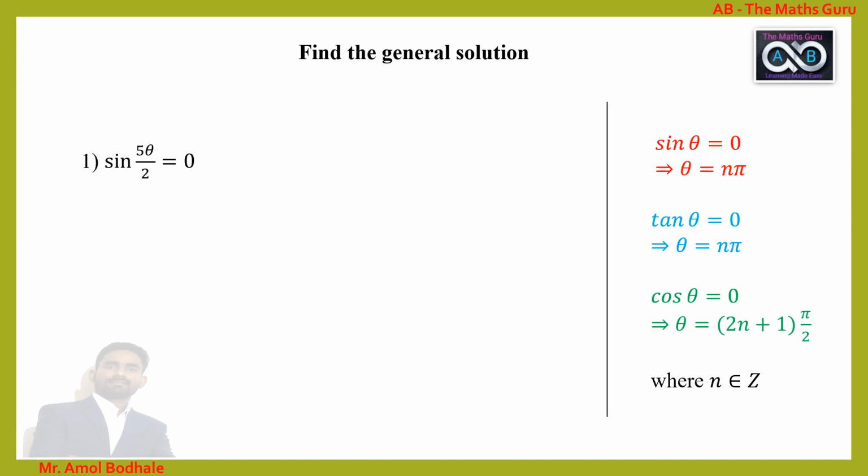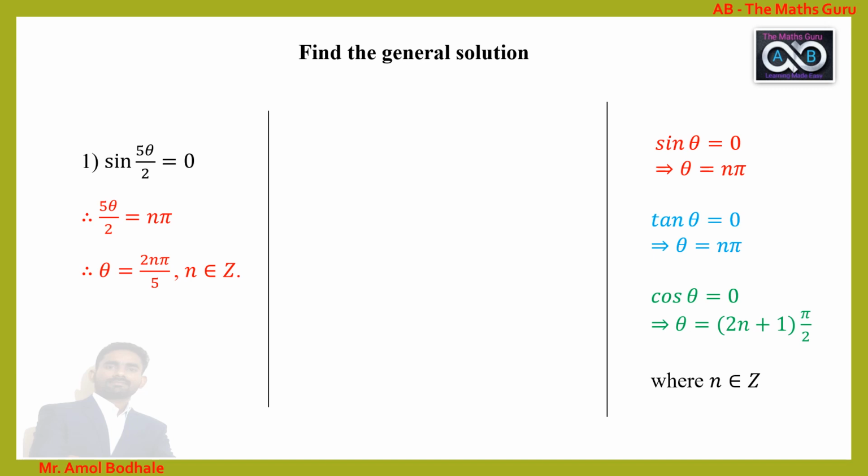Let's see the example. Sine of 5 theta upon 2 equal to 0. So here we can use the first result, that is sin theta equal to 0, then theta angle is n pi. So what is the angle given here? 5 theta by 2. So we can say 5 theta by 2 equal to n pi. Now we can take 2 on the other side. So therefore we can write theta equal to 2n pi divided by 5 where n belongs to Z. This is the general solution.